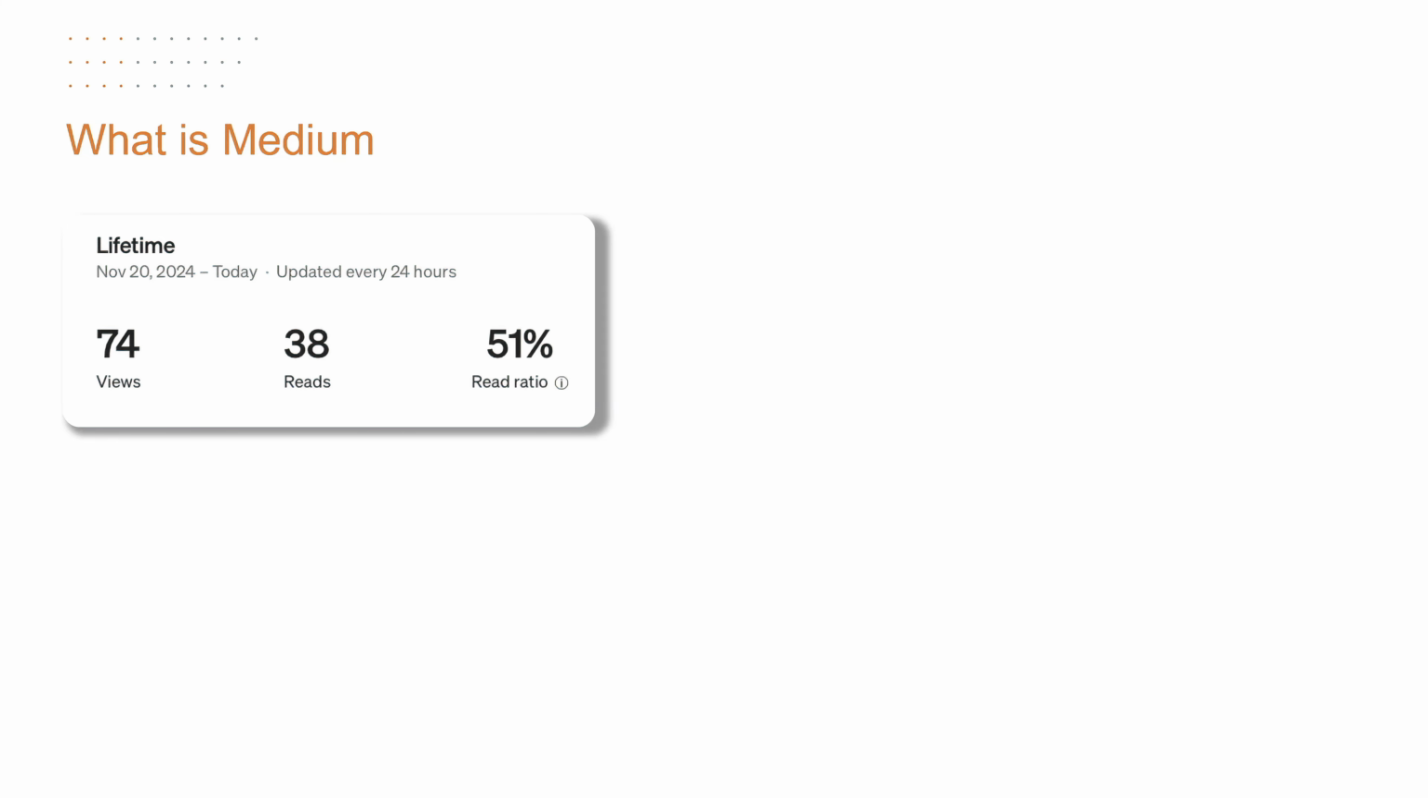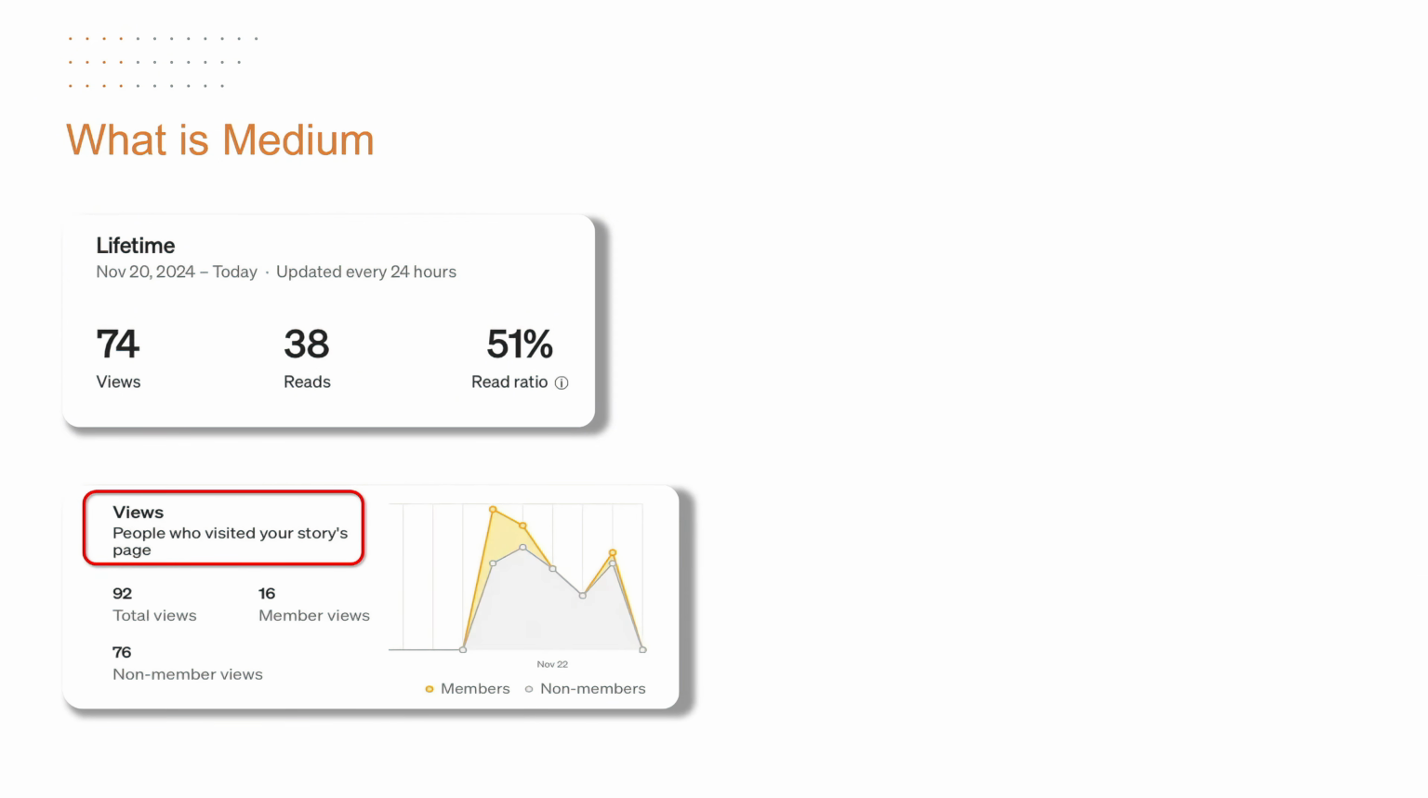As an author, you care about how many people read your work. And in your article stats, you'll see the total views and reads, and even where your traffic is coming from. So let's break it down. The first thing is views. Views count every person who clicks your article. Some might just skim and leave, while others might read it all the way through.